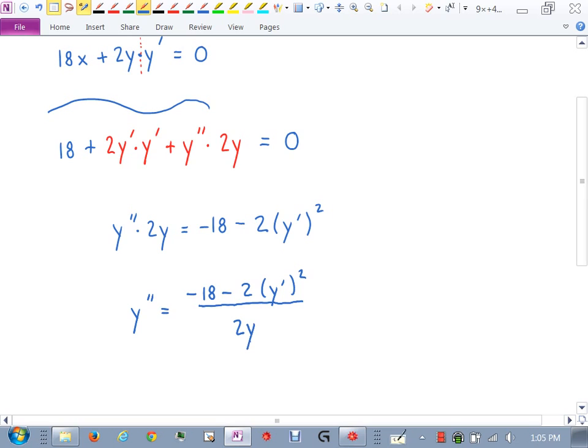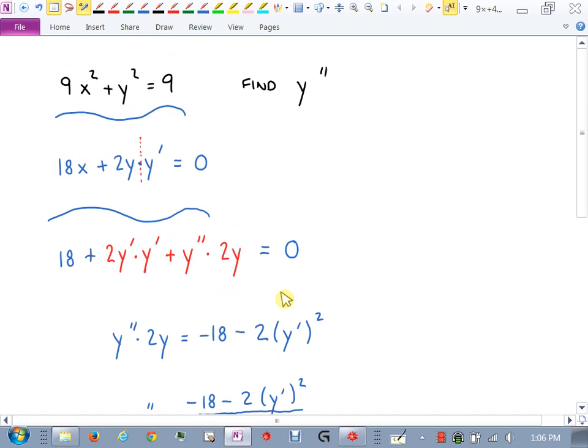All right. Now, that's not the answer in the back of the book, okay? Because what they did is they came in here and they replaced y prime with whatever y prime was, which means you would have had to have gone back up to this equation right here and solve for y prime. So I'm going to do that.